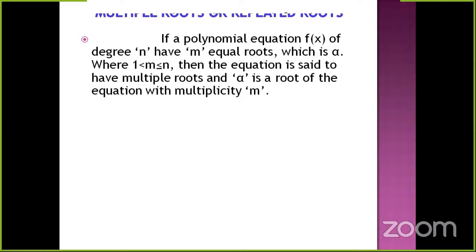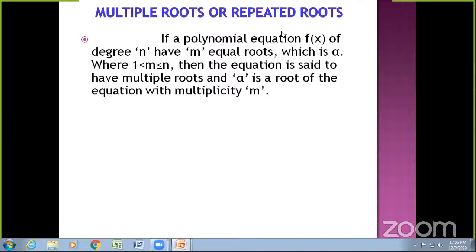Next topic is multiple roots or repeated roots. So which roots can be called multiple roots or repeated roots? See here, if a polynomial equation f of x of degree n has m equal roots, okay? It is having m equal roots, which is alpha. That is, alpha is occurring m times, where 1 less than m less than or equal to n, then the equation is said to have multiple roots or repeated roots. That is, alpha is repeating m times and alpha is a root of the equation with multiplicity m. So it is occurring m times.